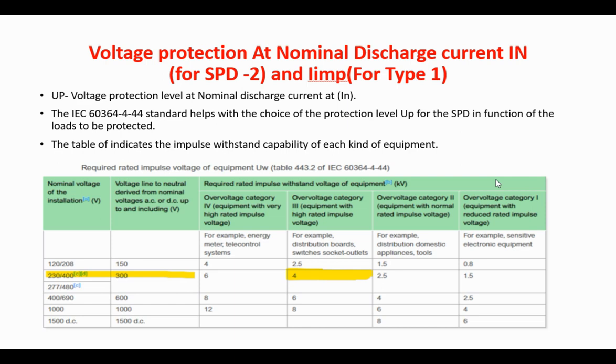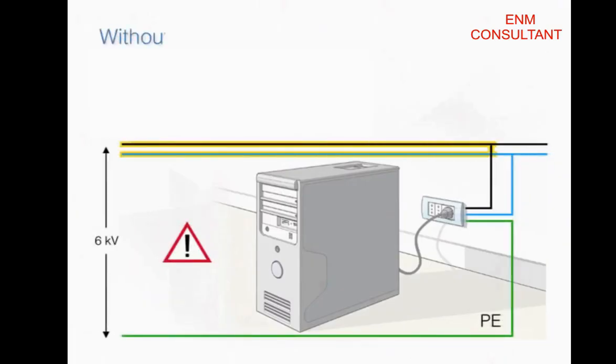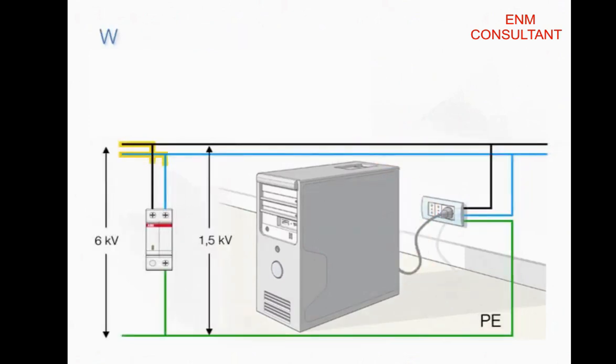Now let's understand it by a video demonstration. You see, if there is no surge protection device installed, the surge will destroy your PC. But if you have a surge protection device with its respective UP, then it will provide protection against transient surges.